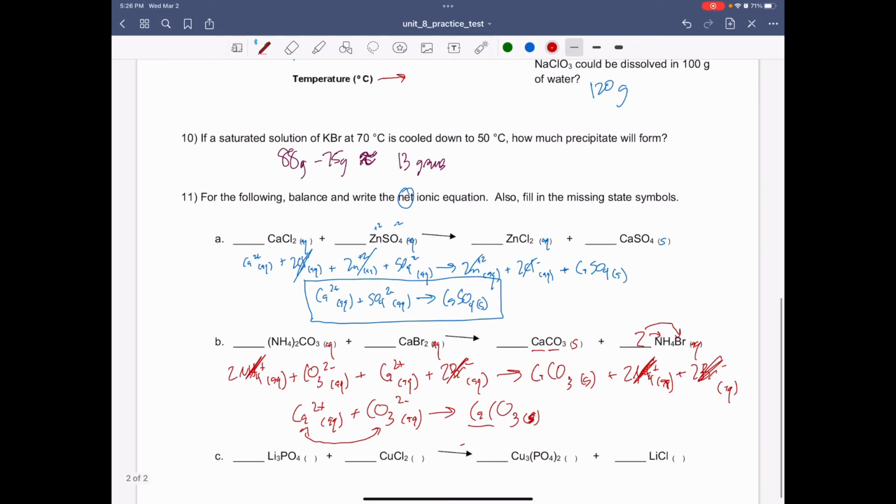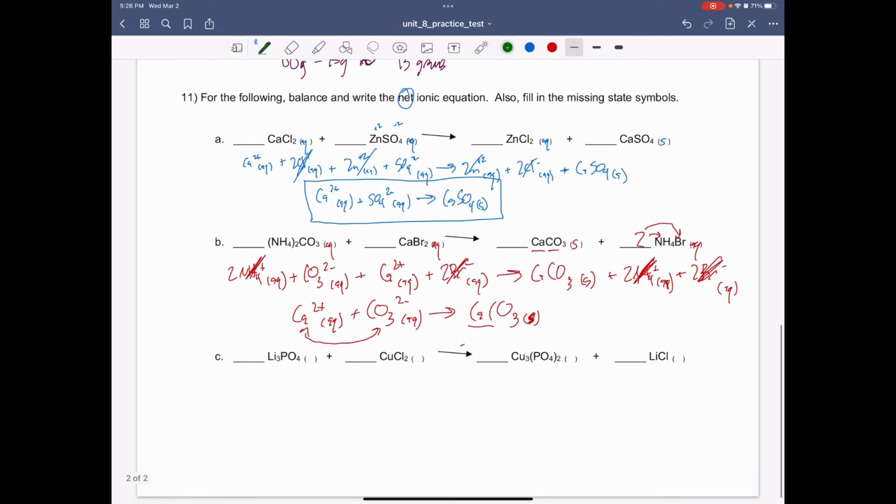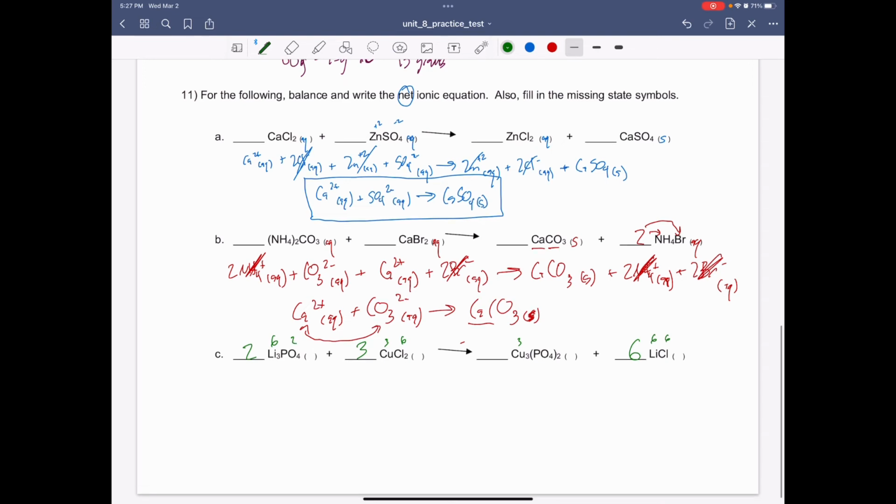All right, so we got one more to go. So here we go. Let's check these out. We got 3 lithiums here, so let's put a 3 right there. Actually, I remember this one, so I'm just gonna go a different route. I see 3 coppers right here, so I'm gonna put a 3 right here to get 3 coppers. That leaves 6 chlorides, so let's put a 6 right here. Now we got 6 chlorides, 6 lithiums. Let's put a 2 right here to get us our 6 lithiums. We got 2 phosphates, and now we have 2 phosphates. So this is perfectly balanced now. I'm gonna erase those, and okay, so now we can start.